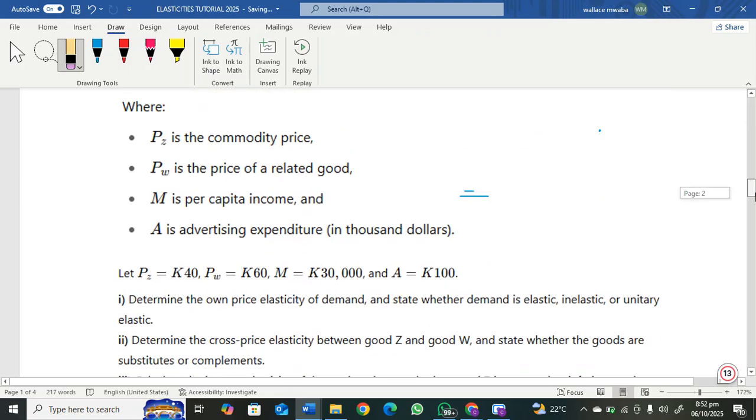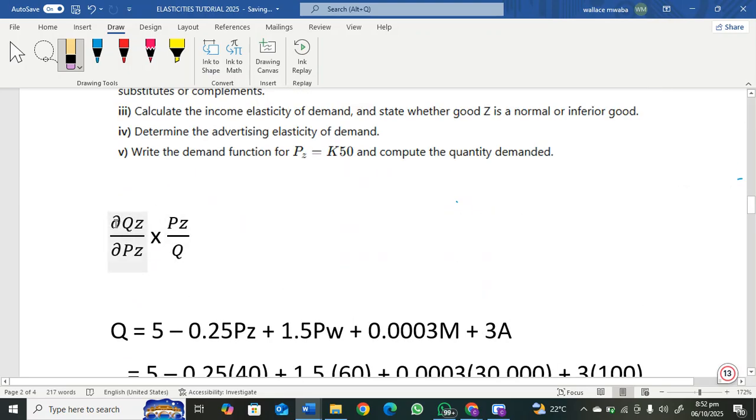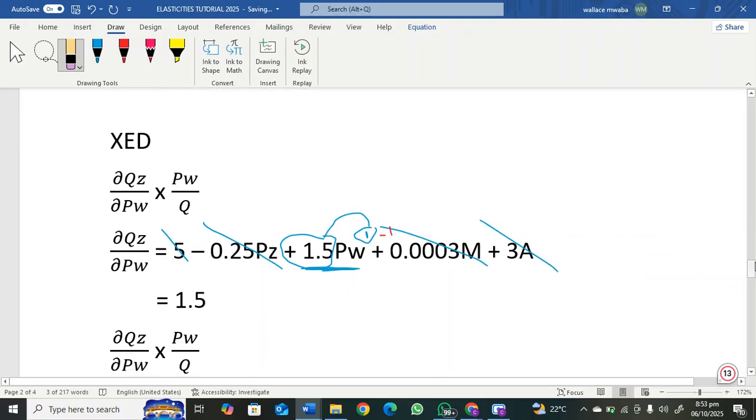Here it was the partial derivative of QZ over PZ. Now with cross price elasticity of demand, I think I wrote the formula here. Yes. Partial derivative of QZ over partial derivative of PW. So notice the only things that are changing in this formula are the denominator and the numerator. So here is the partial derivative of our demand function with respect to PW multiplied by PW over Q.